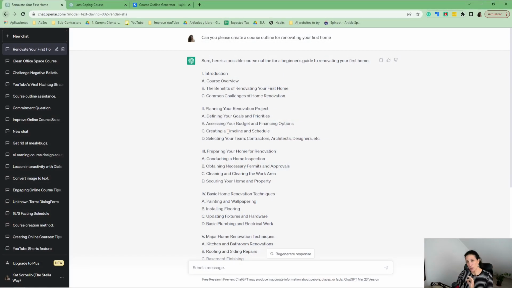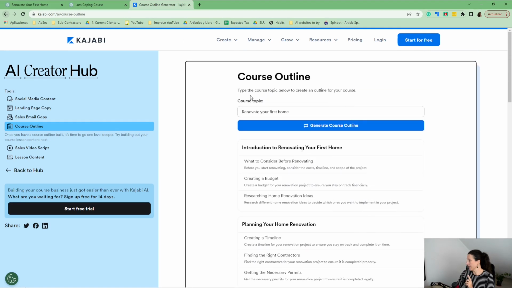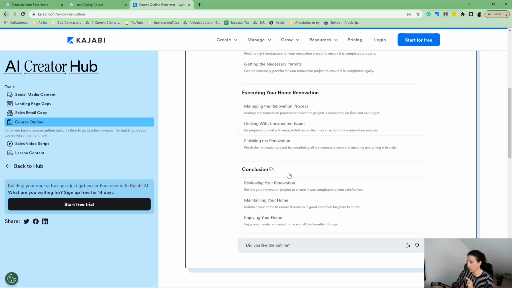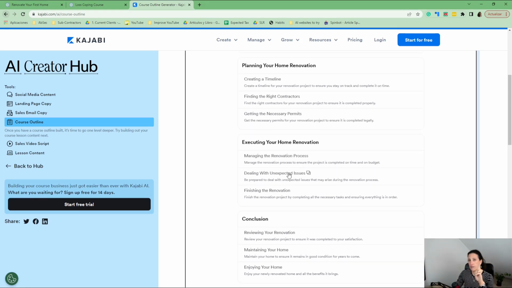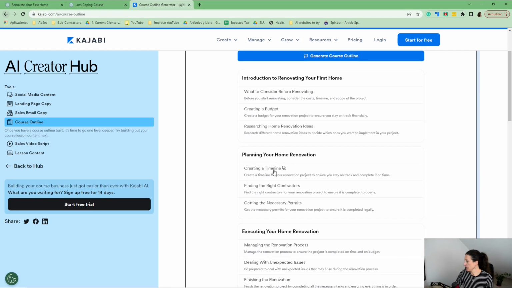Now let's look at those 6 modules in comparison to the AI Creator Hub over here from Kajabi, asking the same question. Well, I didn't say, can you please create, because I just need to type in my course topic of to renovate your first home. And I do have an introduction and I do have a conclusion. However, I only have 2 modules, not 6, and they are planning and executing. That may be okay for some people. Some people might only need to know how to plan and how to execute.